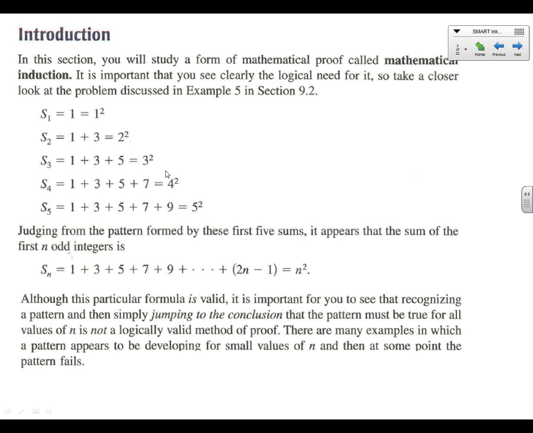But we can't just look at the first couple and say, yeah, the first couple work, we're going to go with the formula. There's actually in the book a long example problem of one that doesn't work. It works for the first few, but then it breaks down. So we can't just jump to the conclusion that our formula works. We have to prove it.